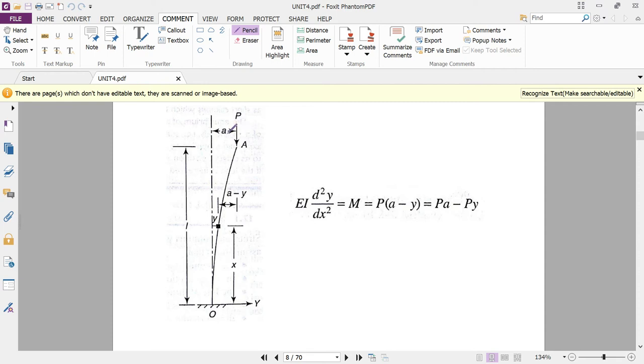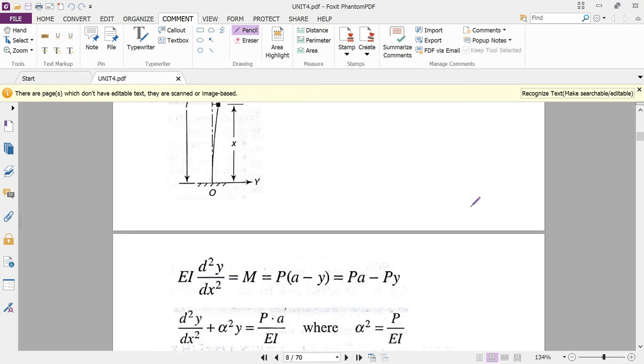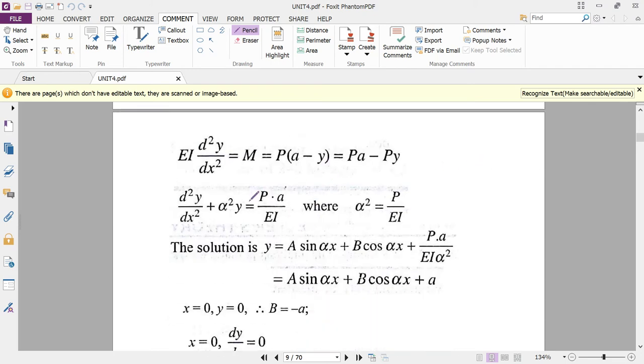P into a minus y, because a is the overall horizontal length, and where we are calculating a minus y, that is the net value we are interested in. So p into a minus y, this value we have to consider, that will be equal to pa minus py. Now again we can write it as d square y by dx square plus alpha square y is equal to p into a divided by EI, where again alpha square can be considered as p by EI.